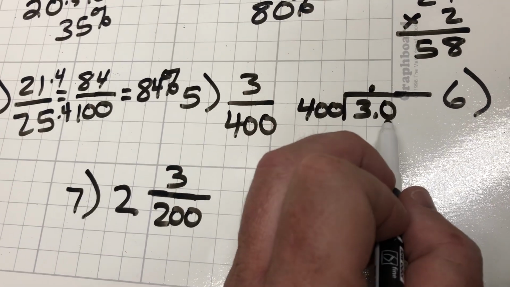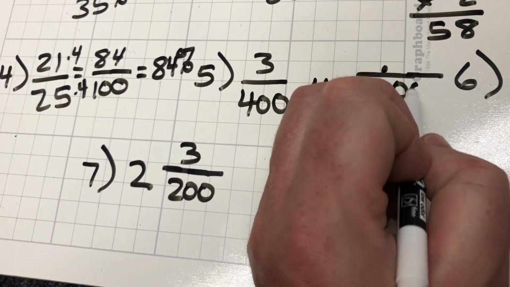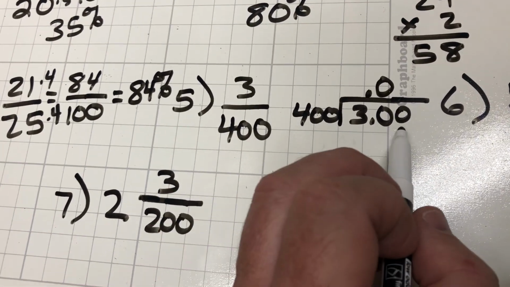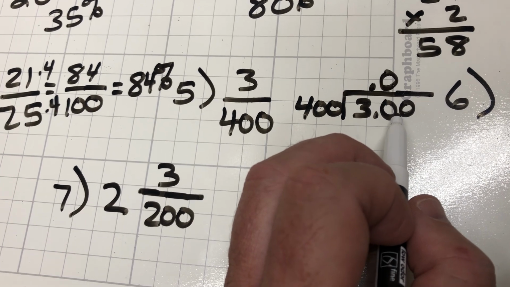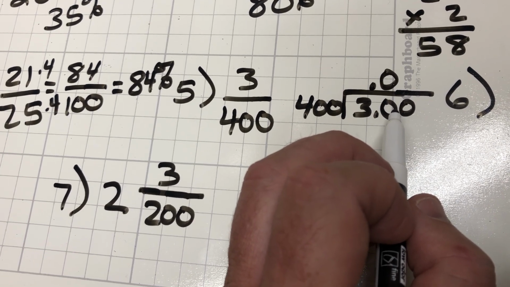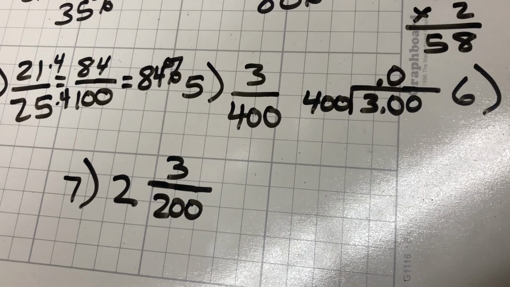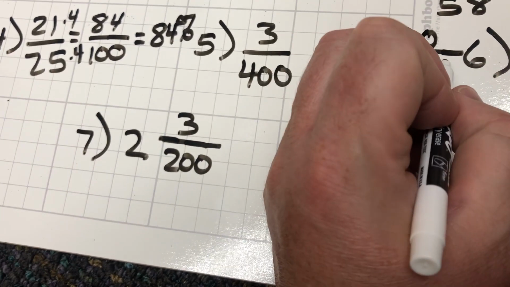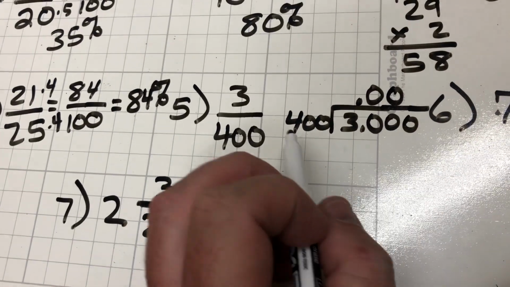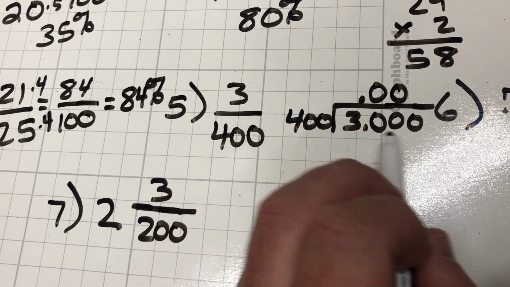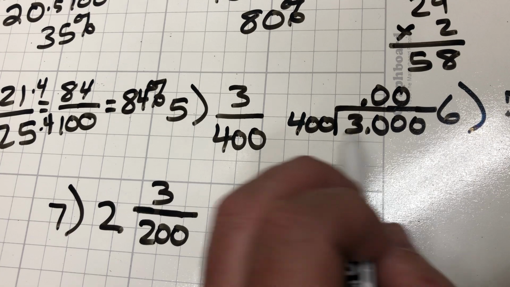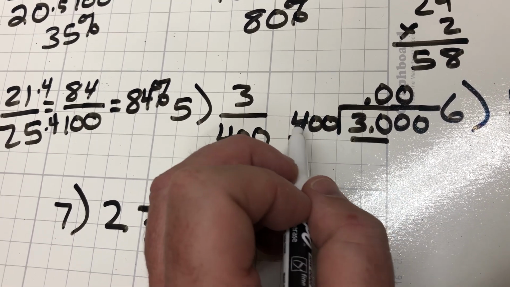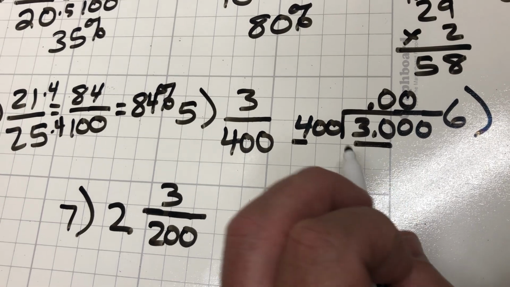Well, 400 can't go into 30, so I'm going to add another 0. I'm going to have to put a 0 there. 400 can't go into 300. So I'm going to put another 0 there, and add another 0. I think, well, how many times can 400 go into 3,000? Well, I'm going to use the smaller number, 4 and 30. I think 4 can go into 30 7 times.